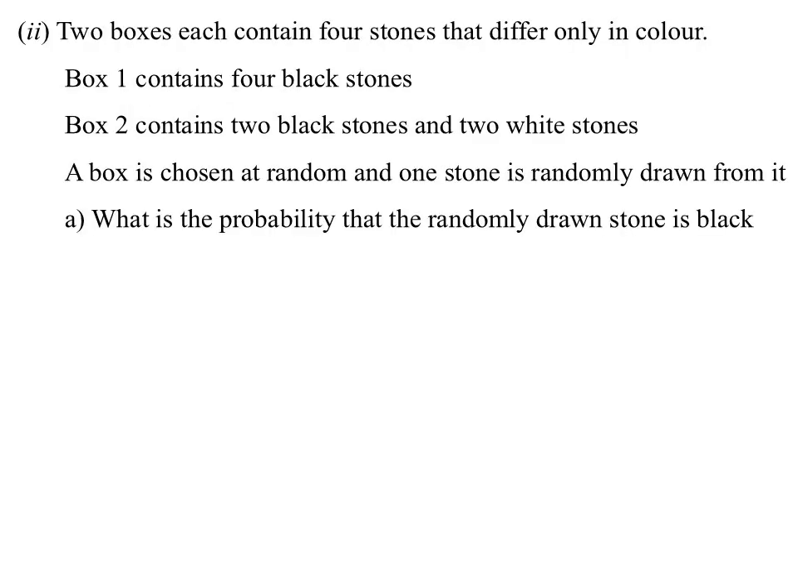We've got 2 boxes. Each box has got 4 stones in it. But the first box, 4 black stones. The second box has got 2 black and 2 white stones. We're going to choose a box at random, then pull a stone out of that box. We want to know the probability that that stone is black. So first of all, I'm going to pull a box, and let's say it's box 1 I get. There's a 1 in 2 chance that I pull out box 1.